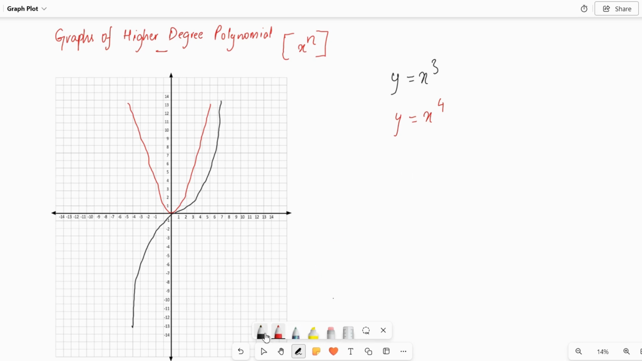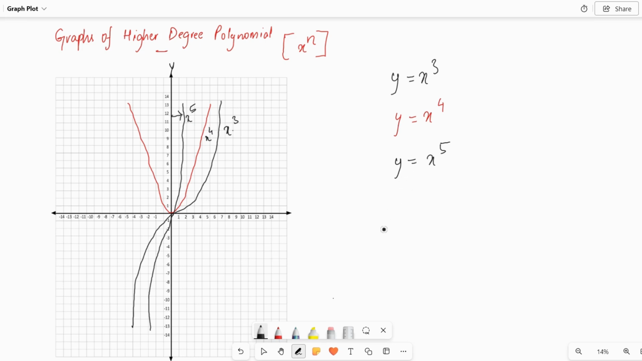Now if we take another polynomial, y equals x to the power 5. In this case, the graph will be similar to the cubic one, but it will be steeper than the cubic one. In the sense, the graph will be something similar to this. Steeper in the sense the graph is nearer to the y-axis. So this is x cubed, this is x to the power 4, and this is x to the power 5.